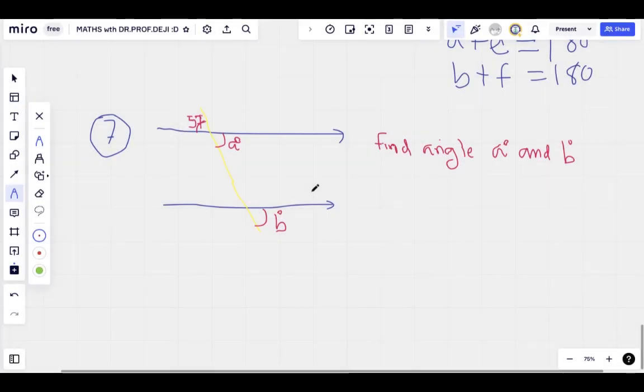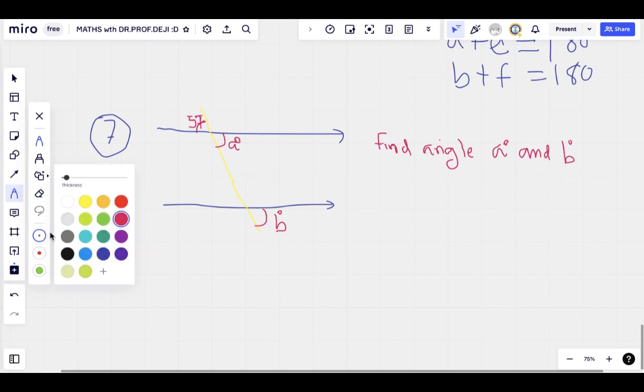Part two of our angle property. For this question, this is for parallel lines. So you can see, this is easy. They say we should find angle A and angle B. So what will angle A be? What will A become?